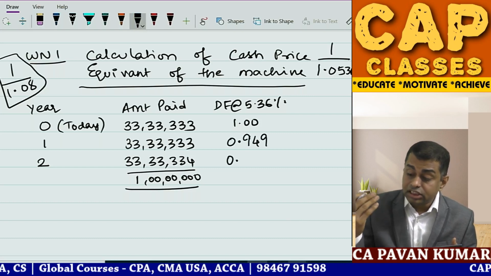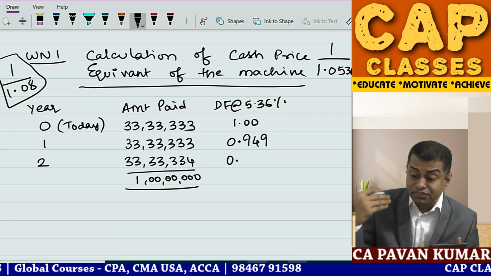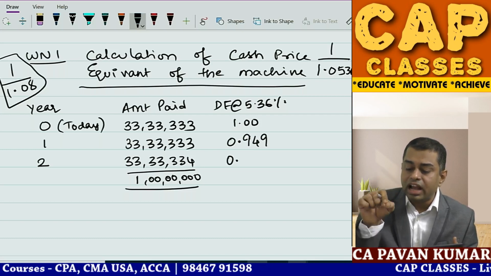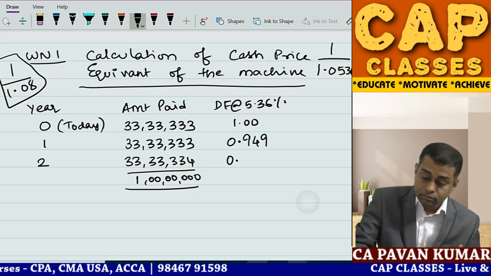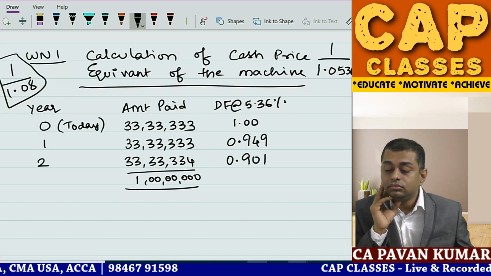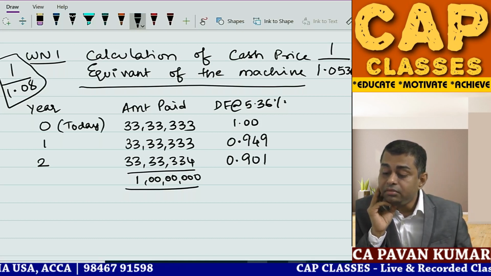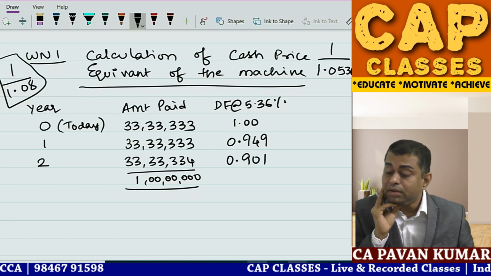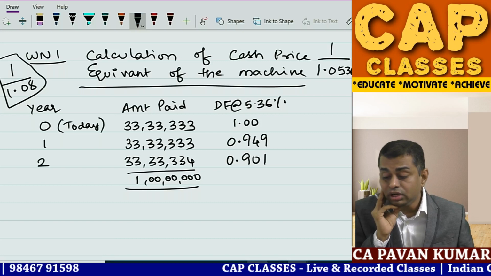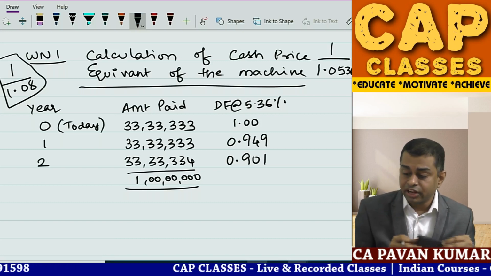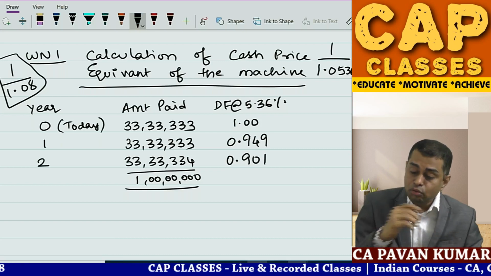Can someone tell me what is the discount factor for the next year? I need your participation. You need to calculate at the end of the second year what will be the present value. Just take your calculator, calculate and tell me. Okay, someone is saying 0.901 in the chat box. Correct answer. Gokul, correct answer. Nirmal, correct answer. Gaurav, correct answer. Very good.